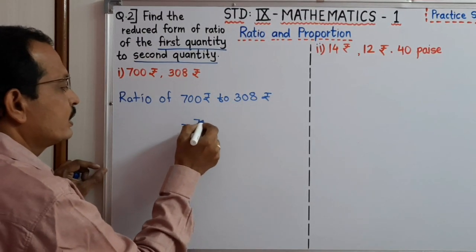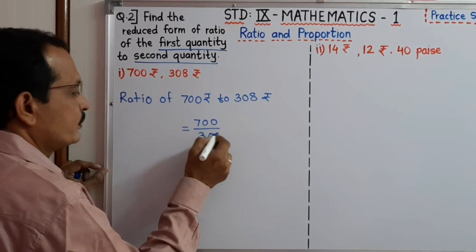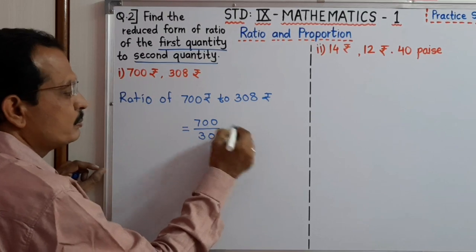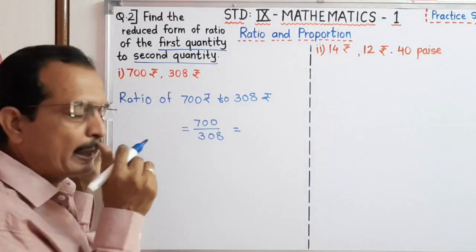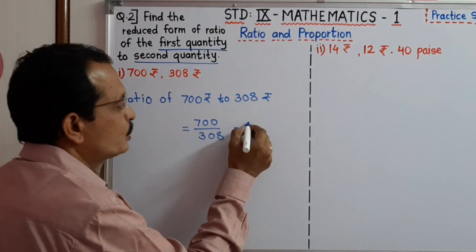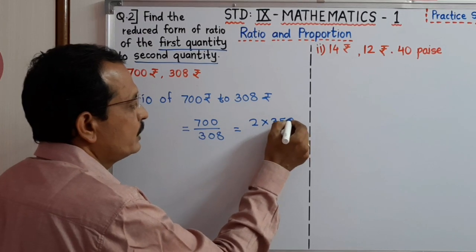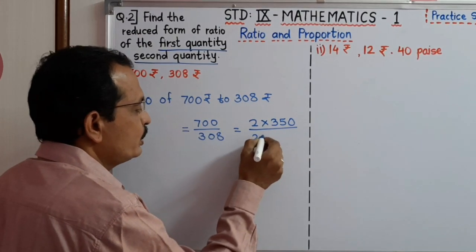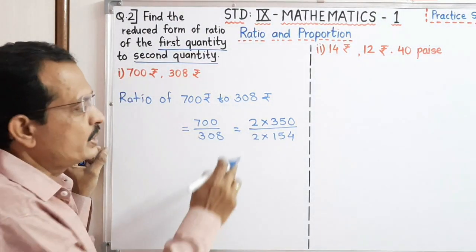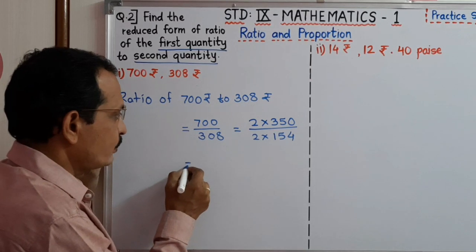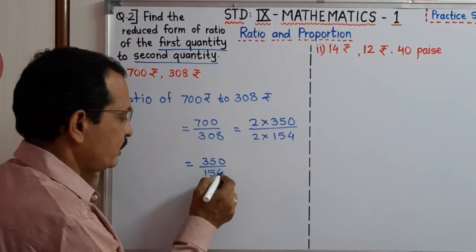Therefore we have to write here 700 upon 308. Now dear student, we have to simplify this. For this simplification we can divide this first of all by 2. Therefore we get here 2 into 350, then 2 into 154. Got it? Now these 2 and these 2 get cancelled. We got here 350 upon 154.